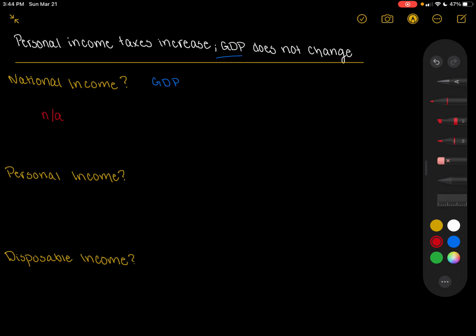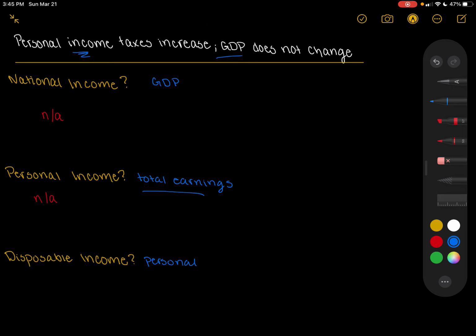It's not applicable. Now, personal income is really just individuals' total earnings. All right, so that could come from wages or investments, whatever they are earning an income on. And we weren't told at all that income had changed, right? We were only told that GDP doesn't change and that personal income taxes increase. We weren't told anything about the income itself. So personal income, we can also assume that there is no effect on that. It's not applicable.